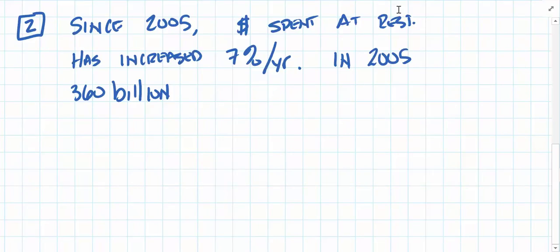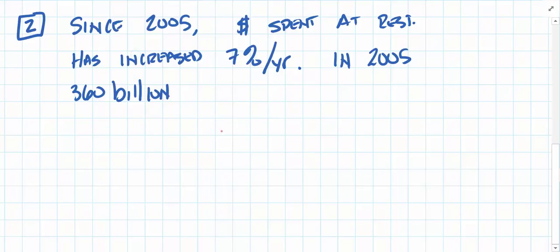All right, so here's a setup for one of the problems that we would see regarding exponential growth. It says, since 2005, the money that we have spent in America on restaurants has increased 7% a year. So we know that in 2005, we spent $360 billion out at restaurants for the year in the United States. The Census Bureau, or some kind of private fund, keeps track of that. So we have this data, and we want to model this data using exponential growth.